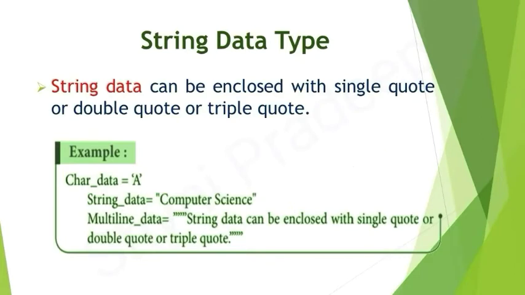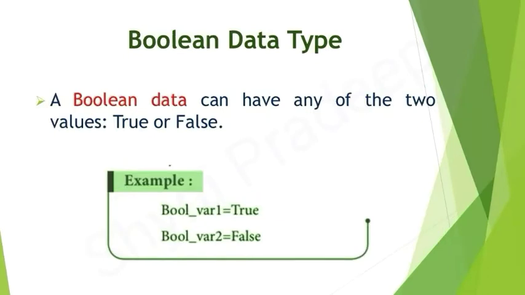And the next data type is what? Boolean data type. A Boolean data can have any of the 2 values. Okay, 2 values. What are they? True or false. See one example. Here when you print this Boolean variable 1, it returns the result true, whereas when you print the Boolean variable 2, it returns the result false. It returns any of the two values, either true or false. So this is about Python data types.